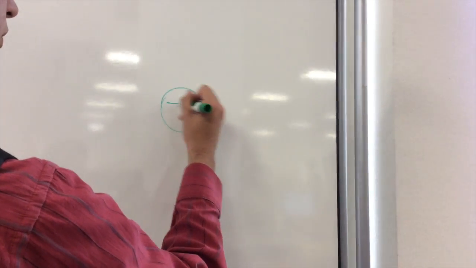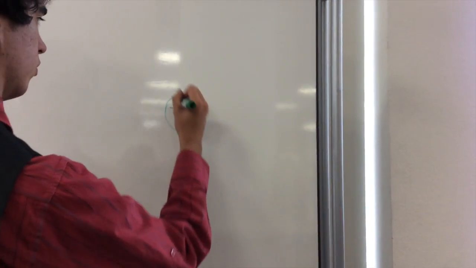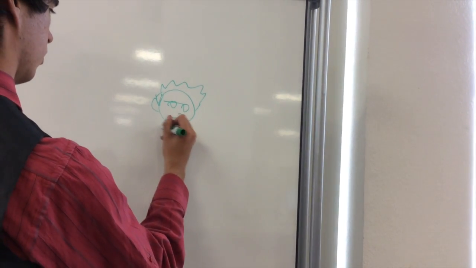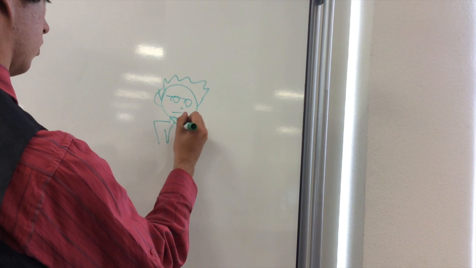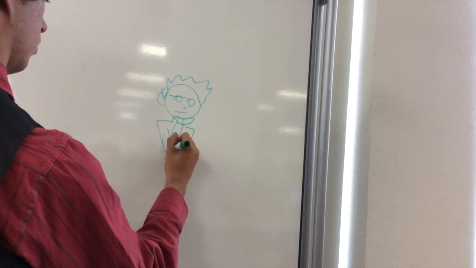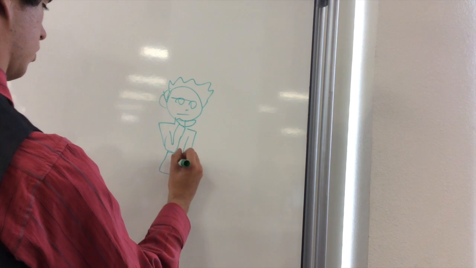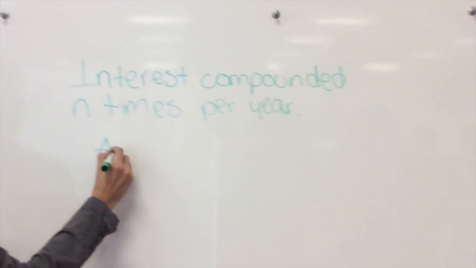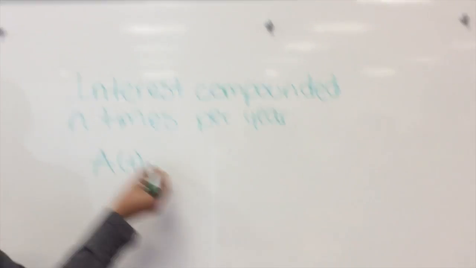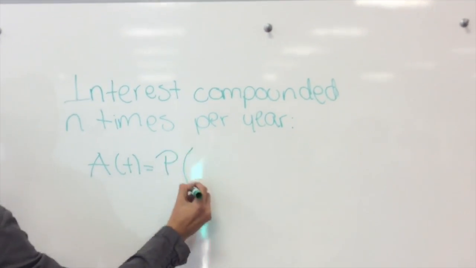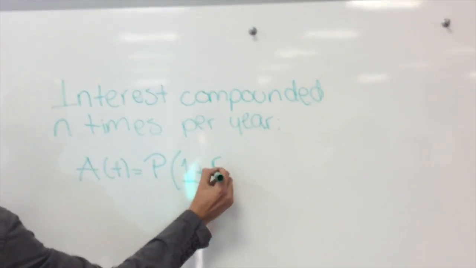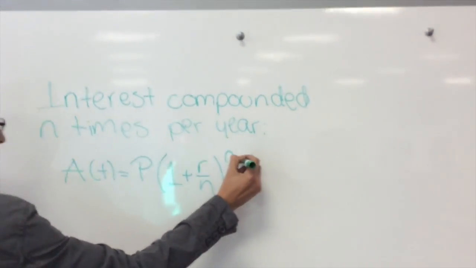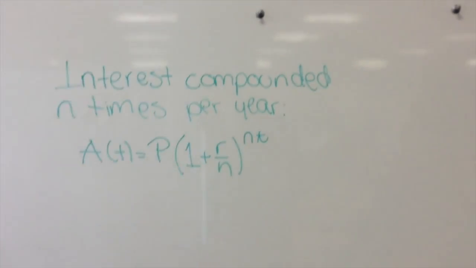Write down the formula for interest compounded n times per year and explain each variable of the formula. Based on what Stewart, Redlin, and Watson said, it is A(t) = P(1 + r/n)^(nt), where A(t) is the amount after t years, P is the principal, r is the interest rate, n is the number of times the interest is compounded per year, and t is the number of years.